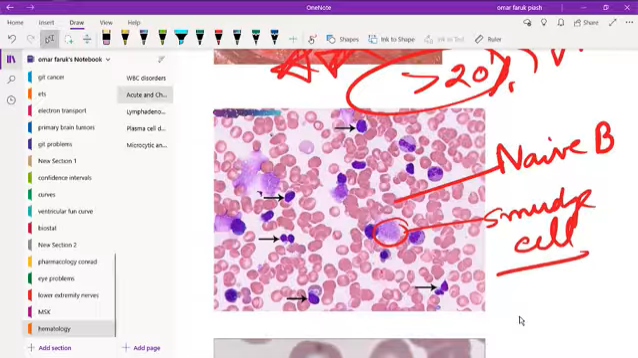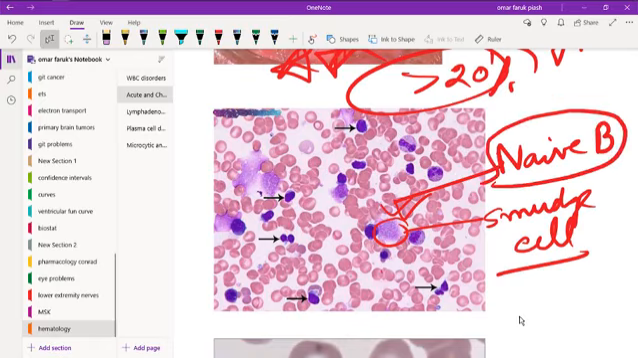In chronic lymphocytic leukemia, there is neoplastic proliferation of the naive B cell. There is increased lymphocytes and smudge cells. This is one important point. And you have to remember the high yield complications.